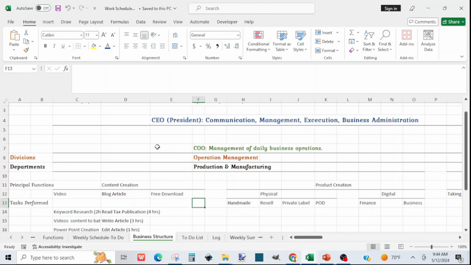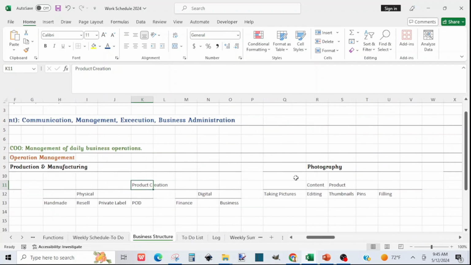So the COO, the chief operation officer, function includes management of daily business operations. And underneath that, we have operating management. And operating management includes production and manufacturing. And under production and manufacturing, we have content creation in this example. And for content creation, we have video content, we have blog articles, we have free download products that we create. And then we have product creation. We have physical product, we have digital product. So that is operating, production and manufacturing.